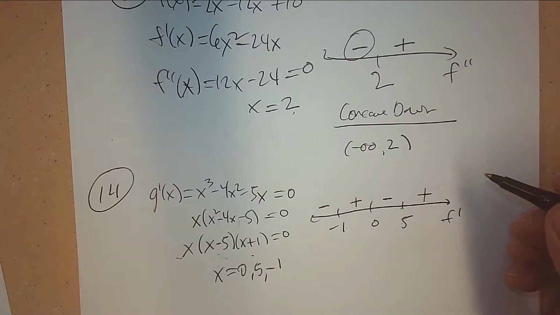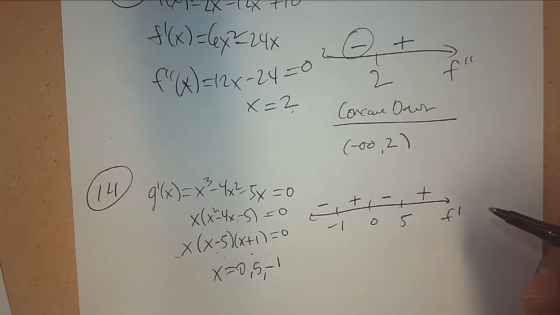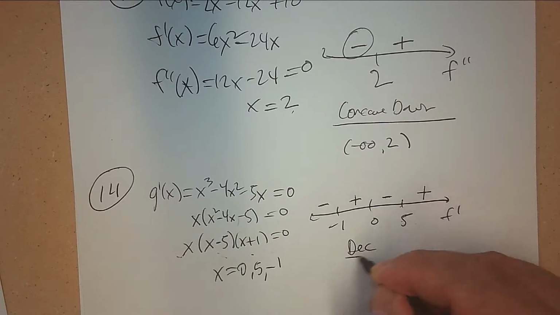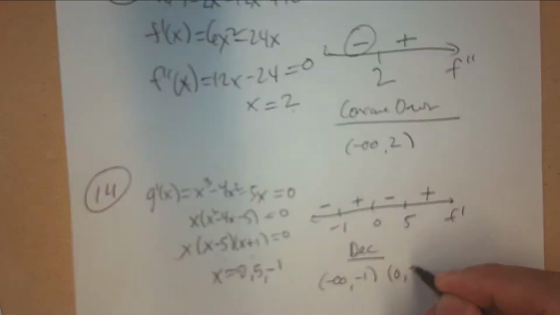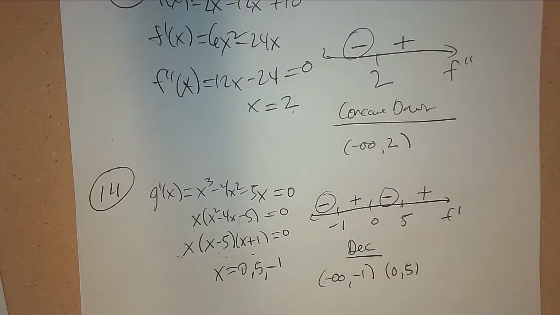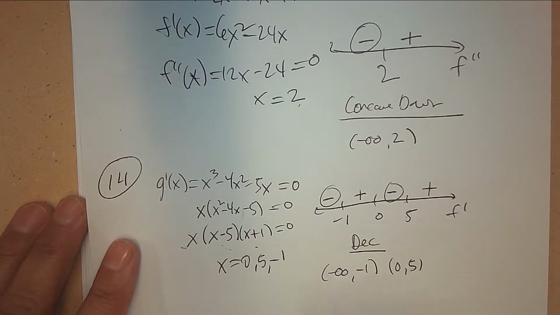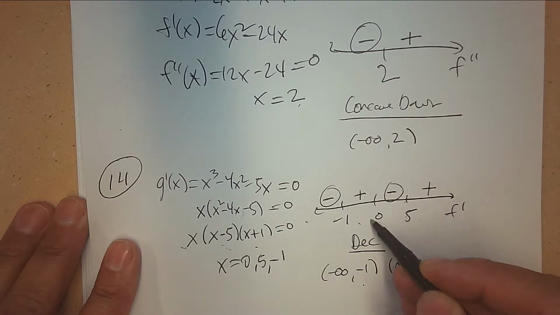Now, I know in the question it's not plural, but it should be. So in what intervals is it decreasing? We know it's decreasing from -infinity to -1 and from 0 to 5 right here. So where is the function decreasing? From -infinity to -1 and from 0 to 5.